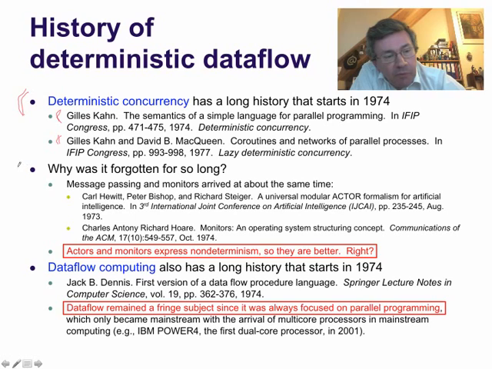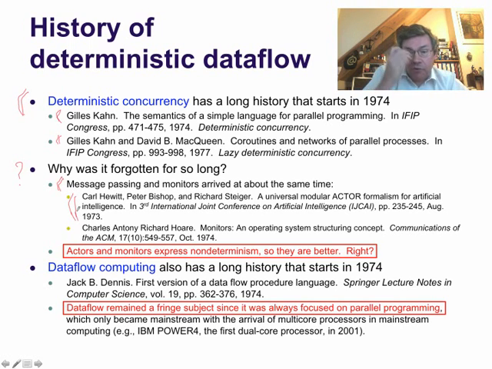But what happened then? This model was forgotten. This was in the 70s, and message passing and monitors, so shared state, arrived at about the same time. In 1973, Carl Hewitt, Peter Bishop, and Richard Steiger introduced the actor formalism, which is basically message passing. And in 74, Tony Hoare introduced monitors, which is basically shared state concurrency. Both of these concepts then took over.